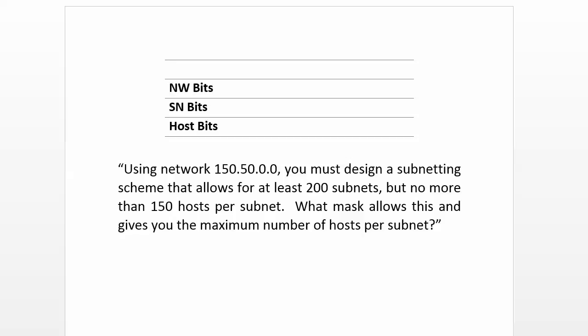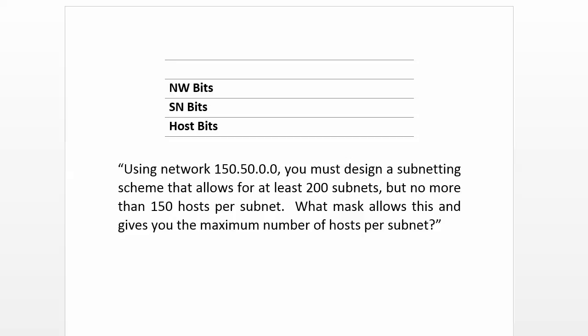And here's an interesting one to get started with. Using network 150.50.0.0, you have to design a subnetting scheme that allows for at least 200 subnets, no more than 150 hosts per subnet, and then you're asked what mask allows this and gives you the maximum number of hosts per subnet. A lot of stuff going on there, and I call this really a 3-in-1 question, or even a 4-in-1 question, because there are a couple of things you've got to know even to get started on the question.